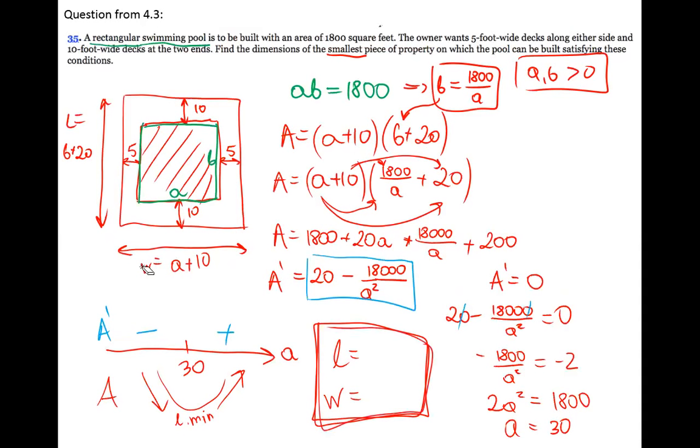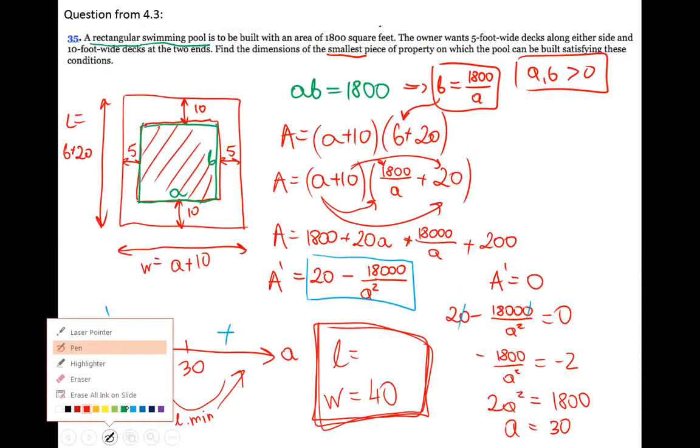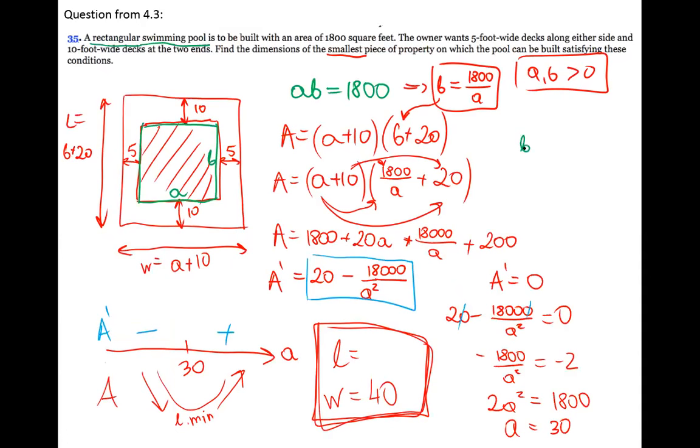Right? That means width is A plus 10, which will be 40. And length is B plus 20. B, we can compute maybe on this side. Length is B plus 20. That's the dimension of the property.